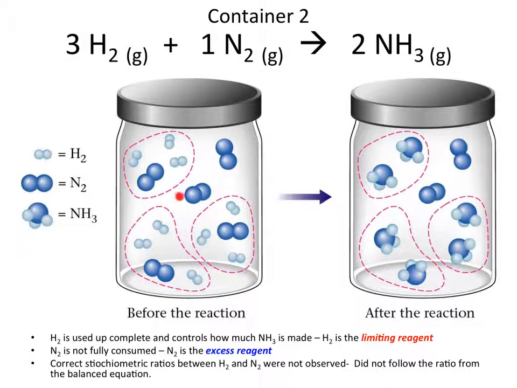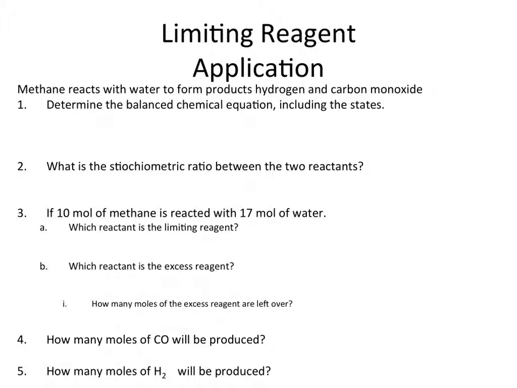Because N2 is not fully reacted, there's still some left over unreacted. That is our excess reagent. So in this case, we did have a stoichiometric ratio met, but we also had more than what we actually needed. And so in this case, the ratios were not fully or completely met, so we had some left over as an excess. All right, so let's apply this into an actual reaction here.